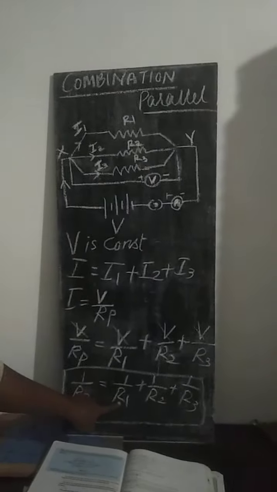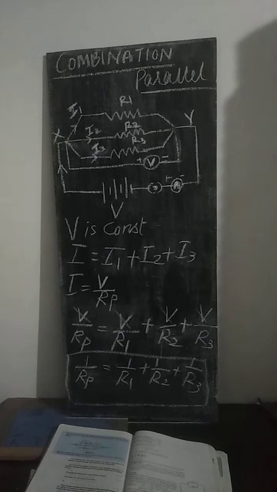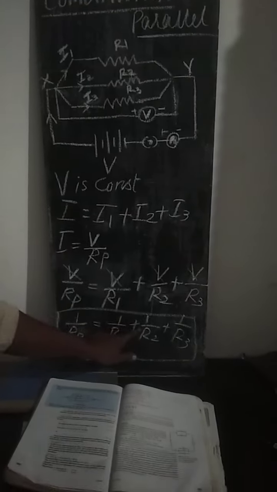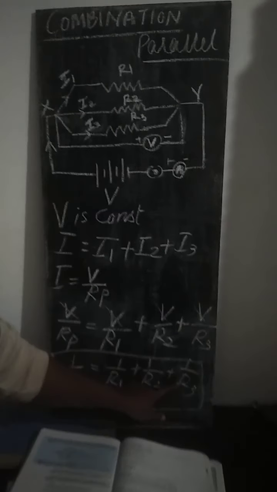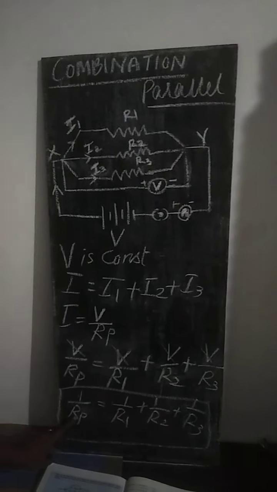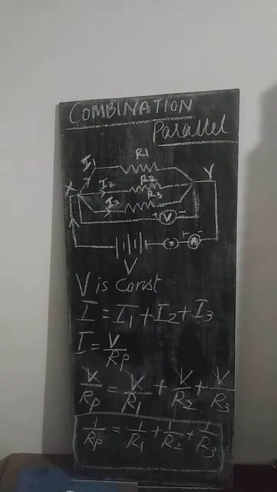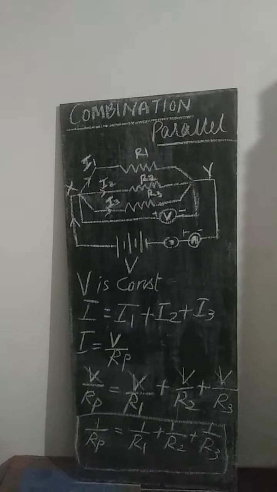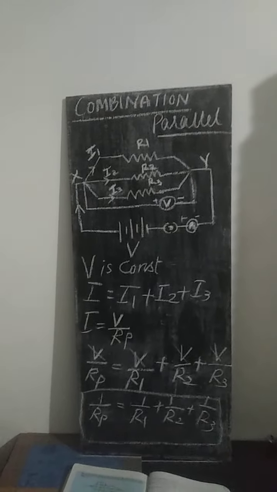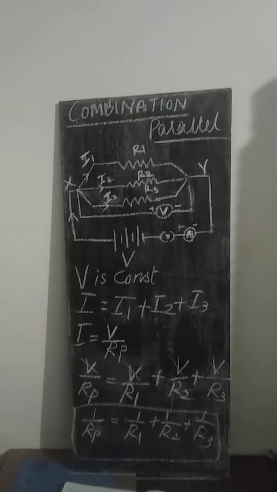Suppose R1 is given as 2, R2 is 1 and R3 is 3. So you find 1 by 2 plus 1 by 1 plus 1 by 3. Then take the LCM and find the value. You will get 1 by Rp. Then take the reciprocal of the final answer. That will give you the total resistance of the circuit when the resistances are connected parallelly.